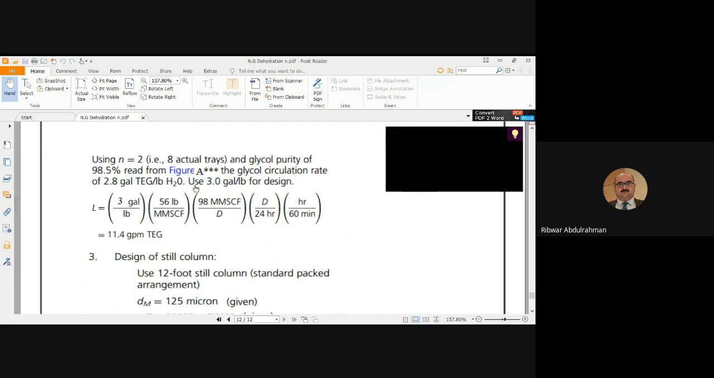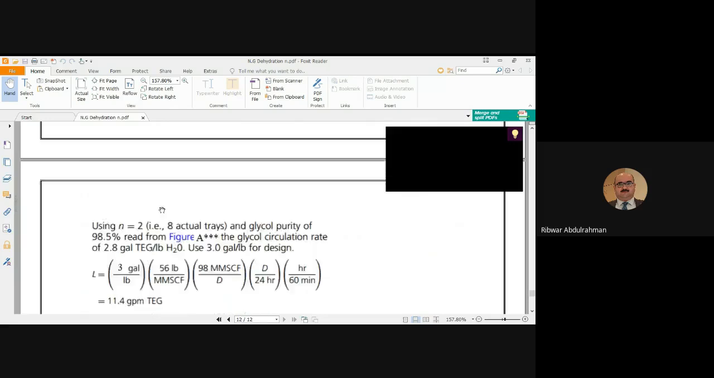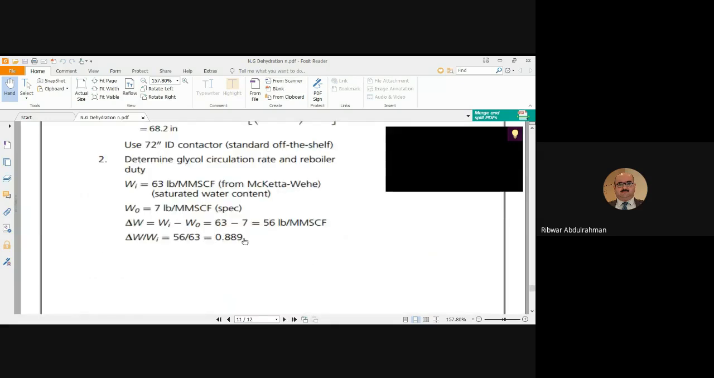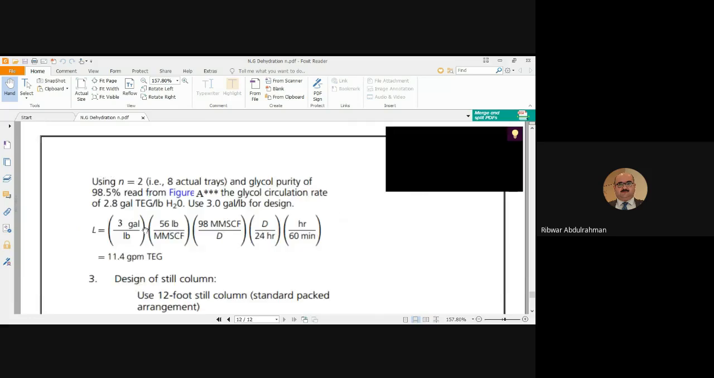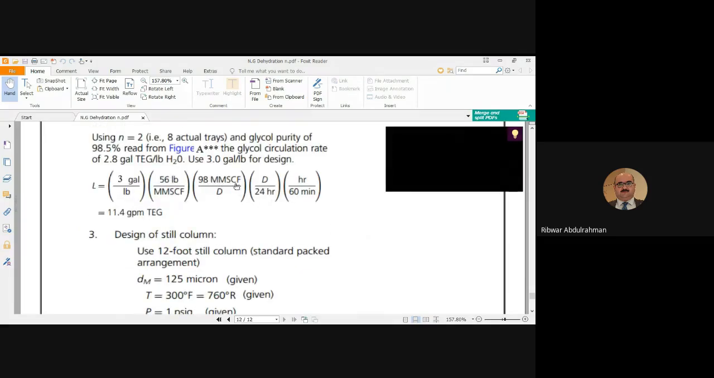Here, assume that you use 3 gallon per pound for the design. Okay, so no problem. You can use 2.8 or use 3. Okay, let's say it's been approximated to 3. Okay, 3 gallon per pound multiply 56 pound per million standard cubic feet, which is the delta W. Okay, multiply 98 million standard cubic feet of gas. This is the flow rate of the gas, and here we need to convert the time as well.